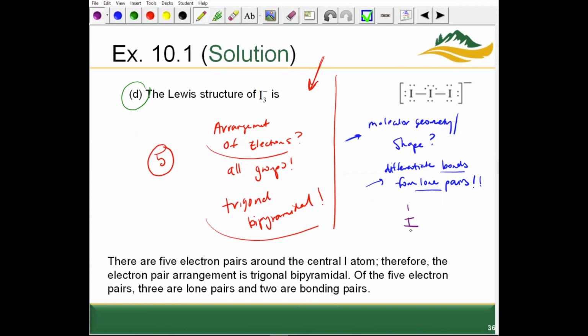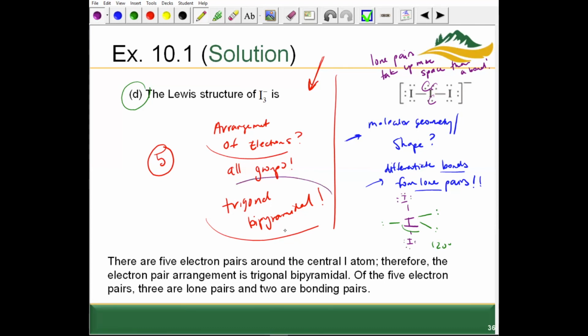If we want to spread apart the lone pairs as much as possible, because those lone pairs take up more space than a bond, then we should put the I atoms in the axial positions and then the lone pairs in the equatorial position. So we can spread out the lone pairs as much as possible. So there's 120 degrees between each set of lone pairs.